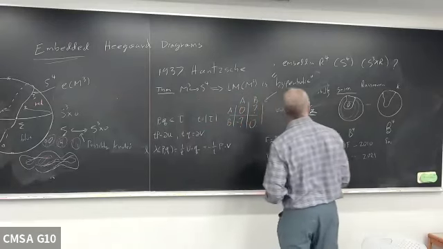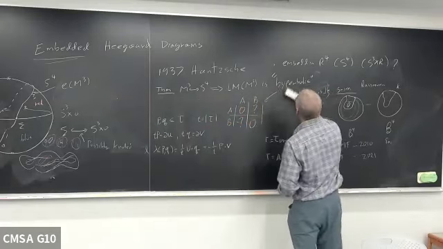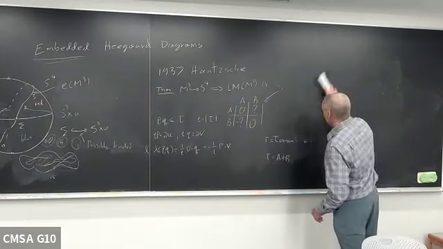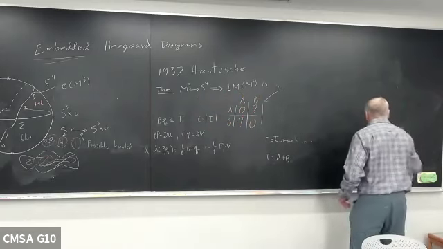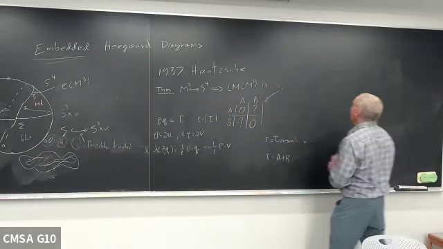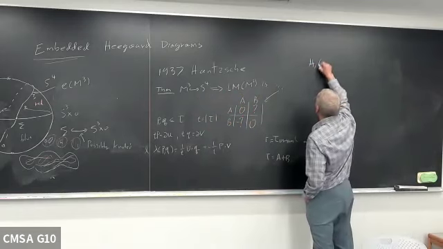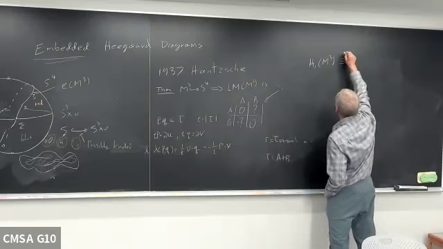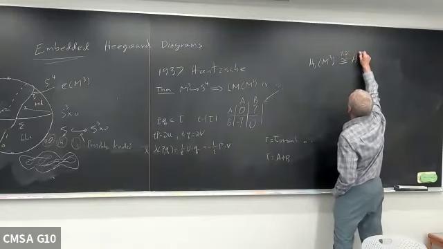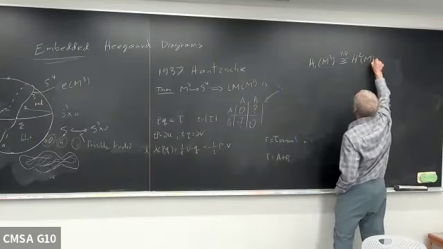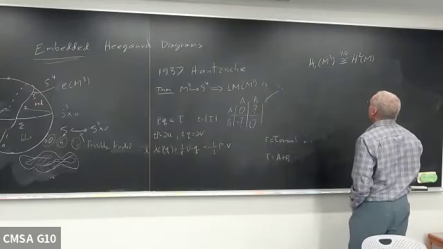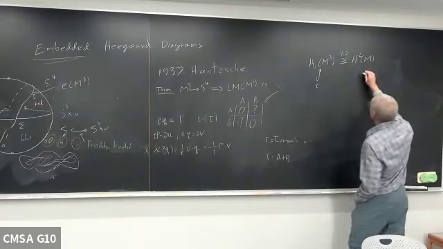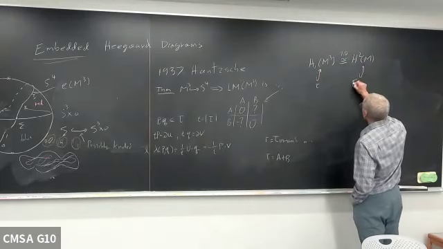But in order to prove the theorem, we need a little more algebraic description of the linking form. So H_1 of M^3 with Z coefficients is isomorphic, by Poincaré duality, to H^2 of M^3 with Z coefficients. And the torsion subgroup sits in here. And correspondingly, sitting in here is an Ext.